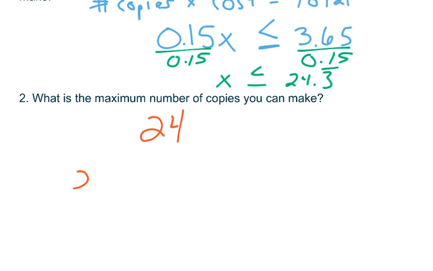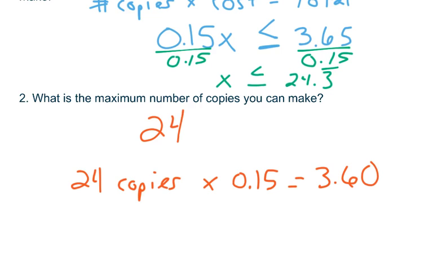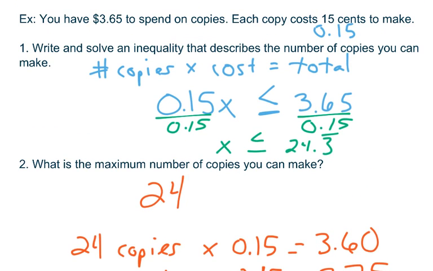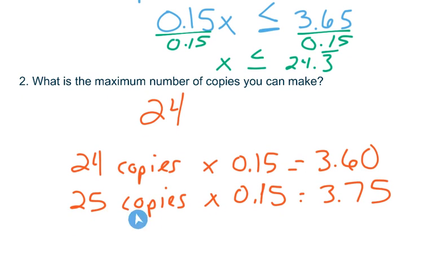Okay, so if I make 24 copies times 0.15, that gives me $3.60. If I wanted to make 25 copies at 15 cents a piece, that would give me $3.75. Well, the problem says I only have $3.65, so I can't make 25 copies because I don't have $3.75. The maximum number of copies I can make is 24, and I'll have a nickel left over.